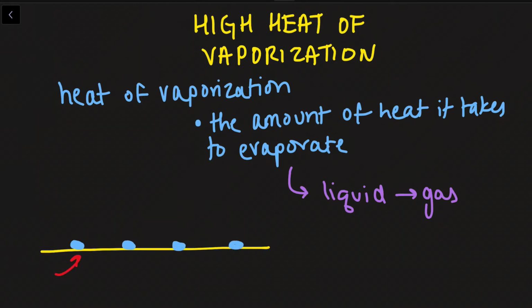What these droplets do is they absorb heat from your body in order to evaporate. So because your body is giving up heat in order for these droplets to evaporate, its temperature decreases and you cool down. This property prevents organisms from overheating.